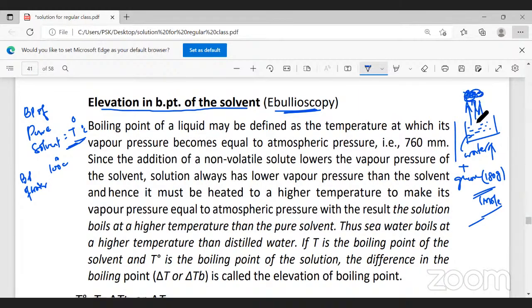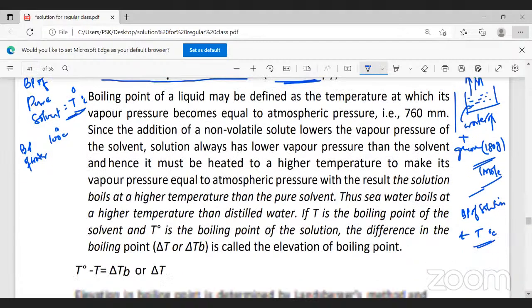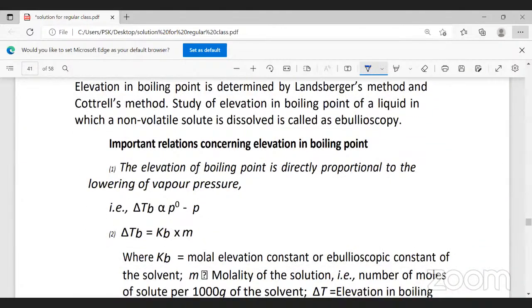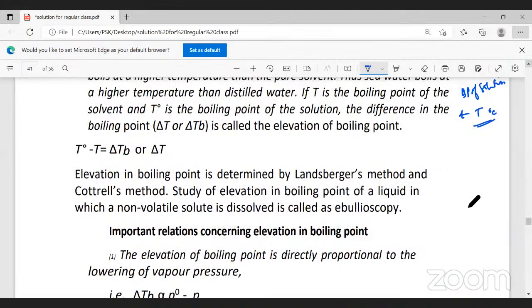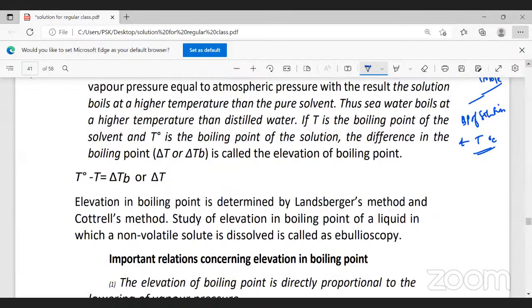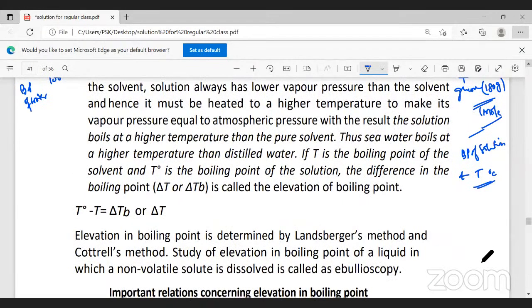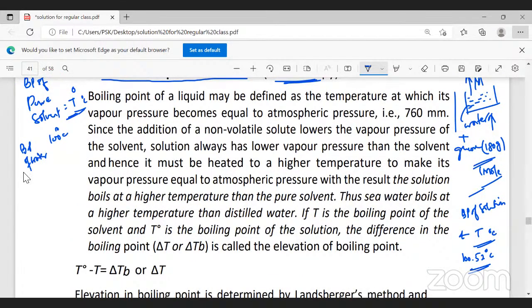That means at what temperature the vapor pressure of the solution becomes equal to the atmospheric pressure. We are checking the vapor pressure of the solution. The boiling point of the solution is represented as T degrees Celsius. How do we represent the boiling point of a solution? T degrees Celsius. Now, for this water glucose solution, when we measure the boiling point, it is observed to be 100.52 degrees Celsius.